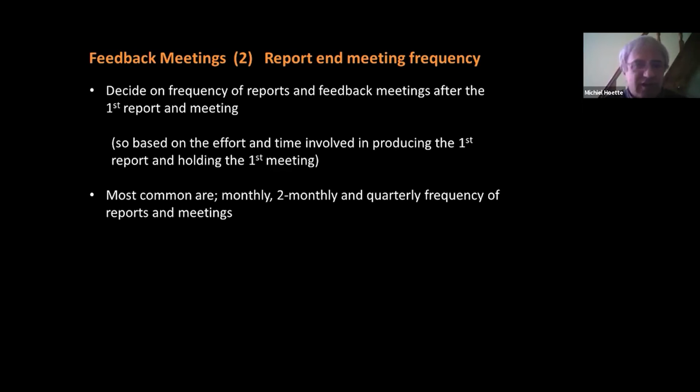For instance, if you would like to do monthly reports, but it's really difficult to have all the data from all the teams in the database before the 10th of the month, that means that 1/3 of the month is already gone. So in a situation like that, it's better to have 2 monthly reports, or maybe even quarterly reports.